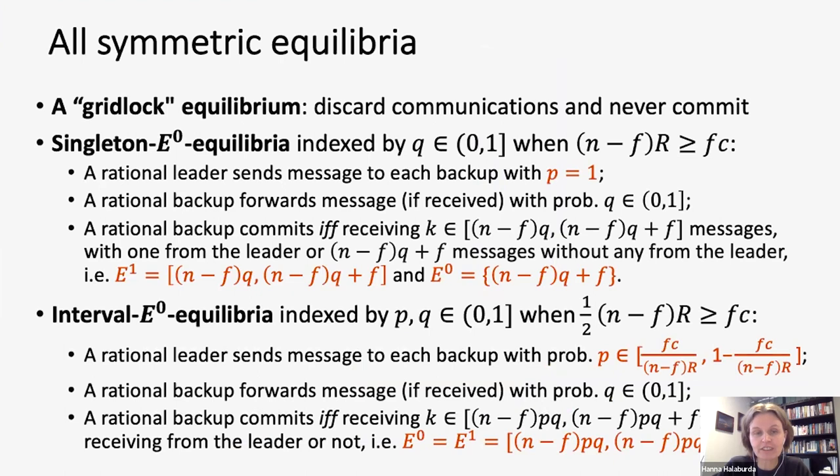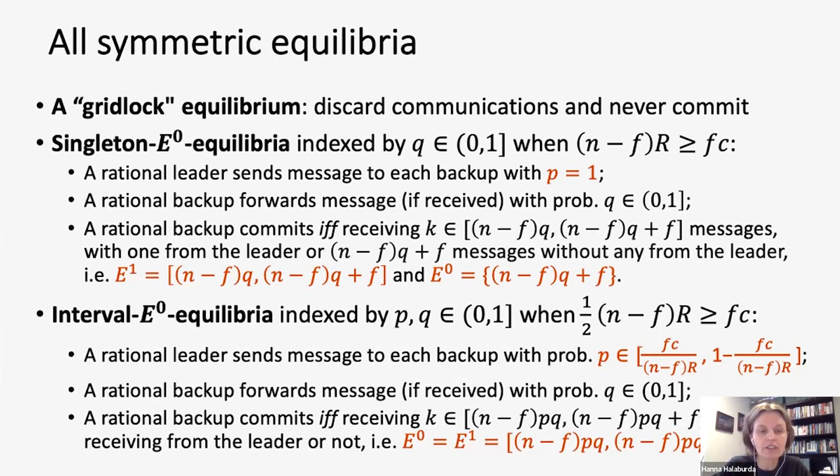So this is, I know, a busy slide, but this is to say that we find three types of equilibria. There is a gridlock equilibrium that I mentioned, but there are also two types of consensus equilibria. I will start with what we call a singleton equilibrium. This is basically an equilibrium where the rational leader sends a message to each backup with probability one. And then the rational nodes commit when they receive a message from the leader and they receive the number of messages within the interval. There is one possible point when they may commit if they don't receive the message from the leader, but generally they only commit if they receive a message from the leader.